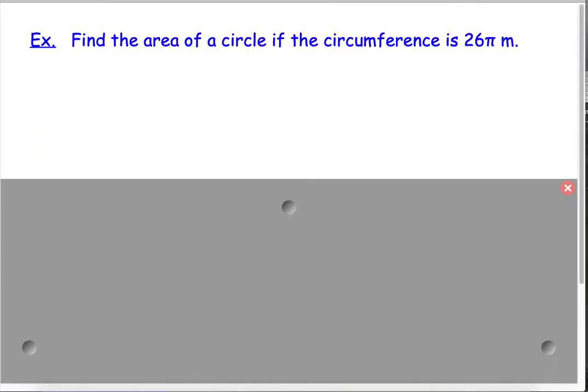Okay, one of the last examples says find the area. So we're finding area. Let's write the formula for that. Area equals pi times radius squared. Okay? If the circumference, so they're giving us the circumference, and the formula for that, circumference was diameter times pi.